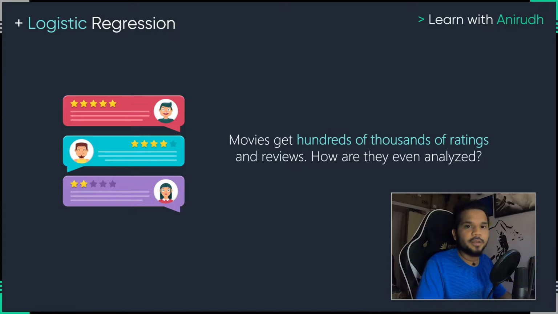So any popular movie out there, be it Marvel movies or any super popular movie, they get thousands and thousands of ratings and reviews. Now, how does the person who's actually made the movie figure out if the people liked it or not? How would they even run through each of these hundreds of thousands of reviews to figure out, right? Now, to go about analyzing that, logistic regression is very much popular.